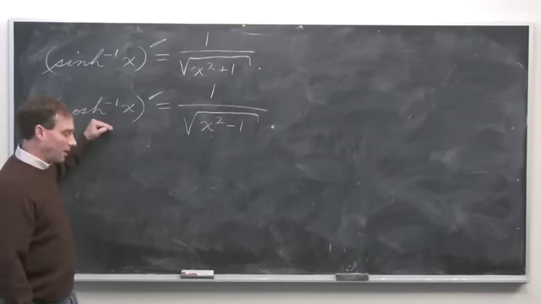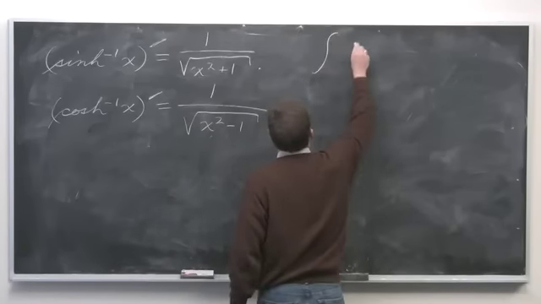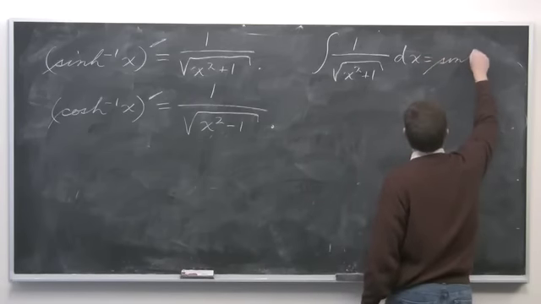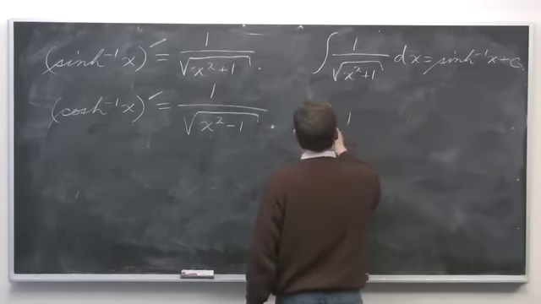Well, this is the reason we want the inverse hyperbolic trig functions. Because if you read these as integration formulas, or as anti-differentiation formulas, this one says that this is inverse hyperbolic sine plus c, and this one tells us that this is inverse hyperbolic cosine of x plus c.